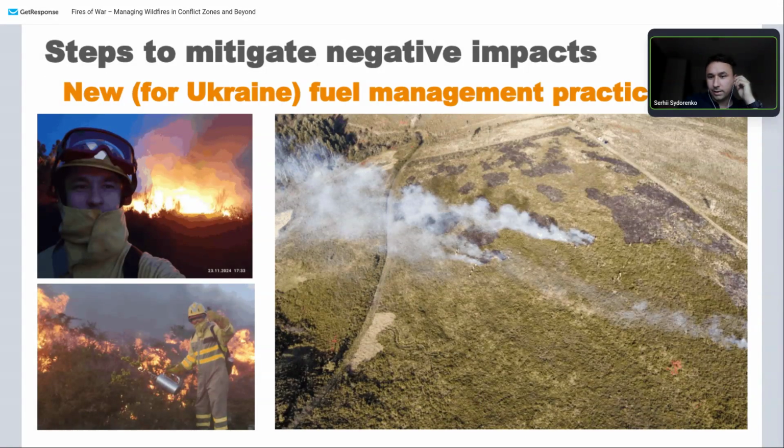Another step, and I see some people from Utrecht here. I was on a training last year in Portugal, and in Ukraine we are very optimistic about the implementation of good fire as an option, for instance as a fuel management tool, and also as a tool for improving biodiversity.